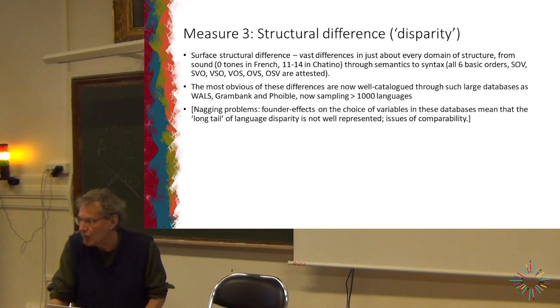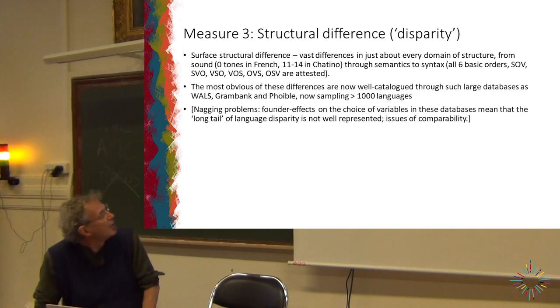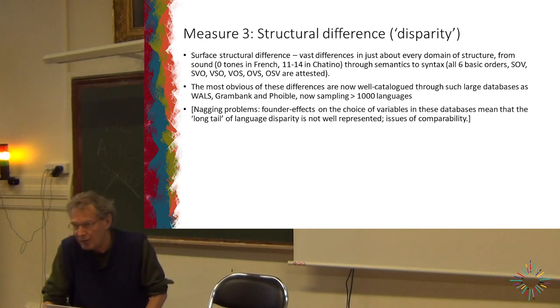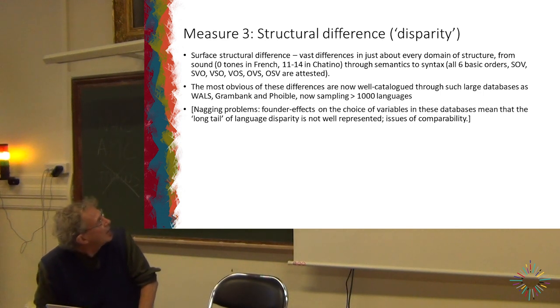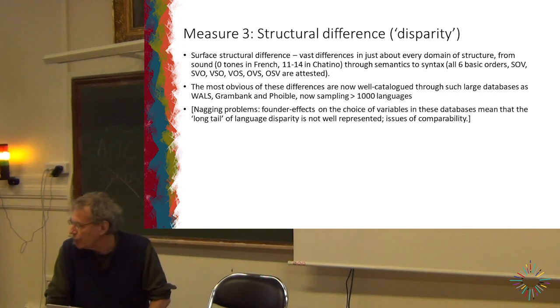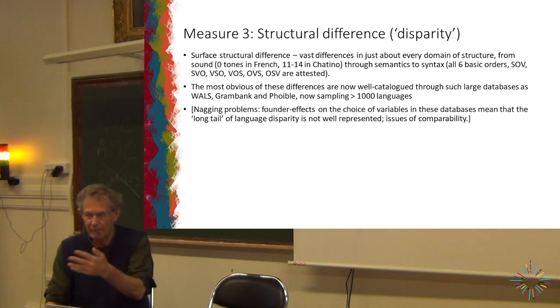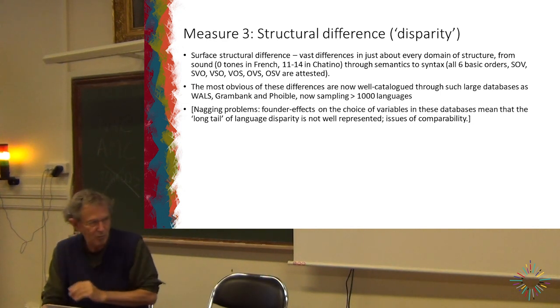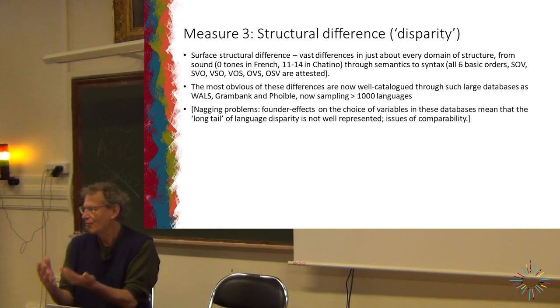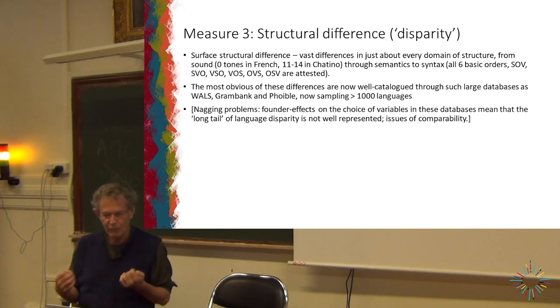And then the third measure, which I think everyone agrees on, is the amount of structural difference at a shallow level. So when I say at a shallow level, I mean the things that we measure in a database like WALS or Grambank or Autotyp. We can list some number of possibilities. How many phonemes does the language have? You know, what word order does it have, or whatever? That's a very easy job to do, that sort of thing.